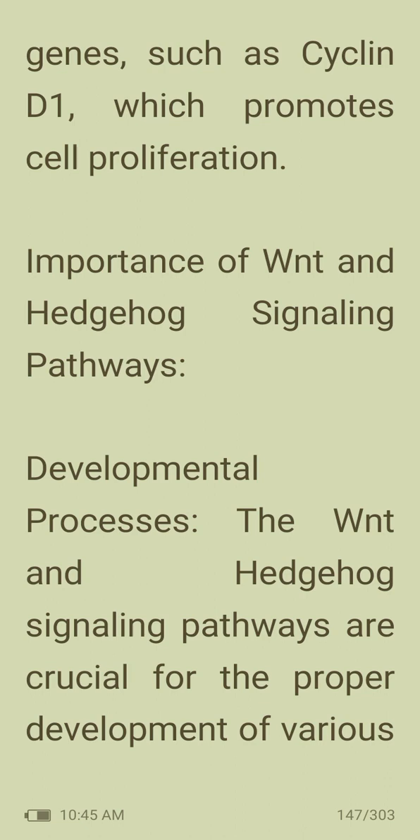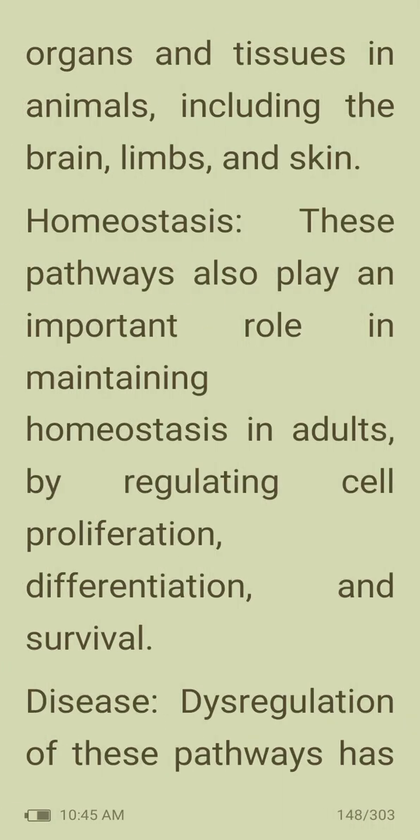Then importance of WNT and hedgehog signaling pathway. Developmental processes. The WNT and hedgehog signaling pathways are crucial for the proper development of various organs and tissues in animals, including the brain, limbs, and skin. Then homeostasis. These pathways also play an important role in maintaining homeostasis in adults by regulating cell proliferation, differentiation, and survival.